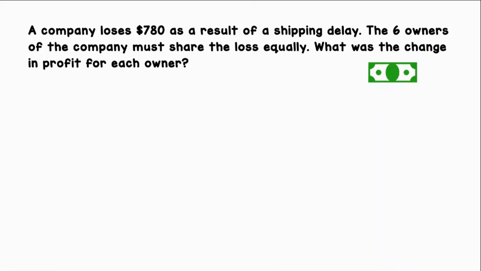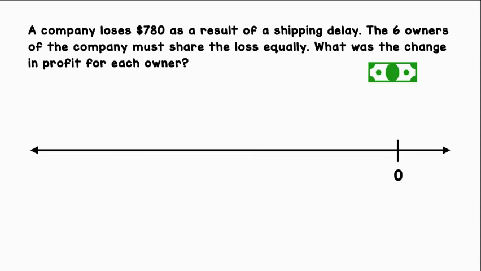A company loses $780 as a result of a shipping delay. The 6 owners of the company must share the loss equally. What was the change in profit for each owner? Let's represent this situation using a horizontal number line.